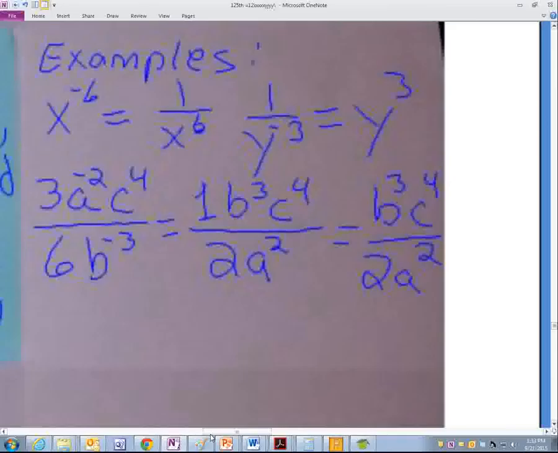Examples. X to the negative 6th is 1 over x to the 6th. Y to the negative 3 is equal to 1 over y to the 3rd.